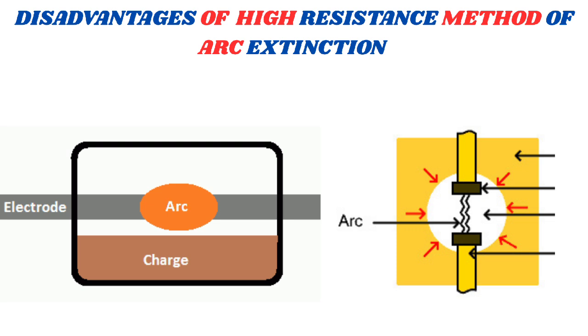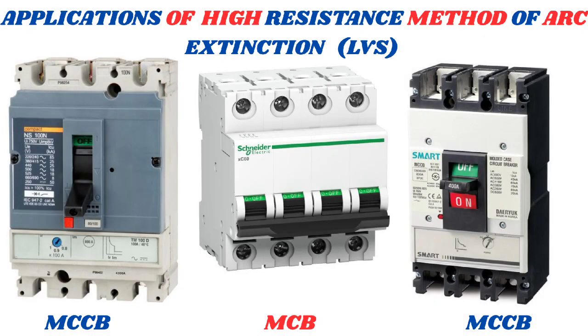Having examined the benefits and drawbacks of this method, where can it find its applications? The high-resistance method of arc extinction is widely used in various applications. This encompasses the following. 1. Low-voltage circuit breakers. The high-resistance method is commonly used in low-voltage circuit breakers, where the arc energies are relatively low. 2. Molded case circuit breakers.